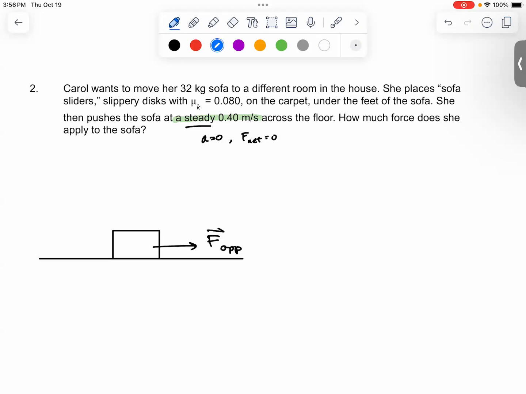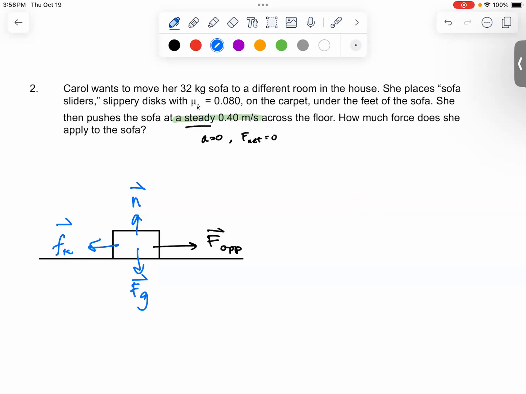Four. So we have one already, our usual suspect, force due to gravity. Since it's resting on the floor, we have our normal force. And then since we are going to have some sort of friction to keep the sofa moving at a constant speed, we're going to have the kinetic friction.